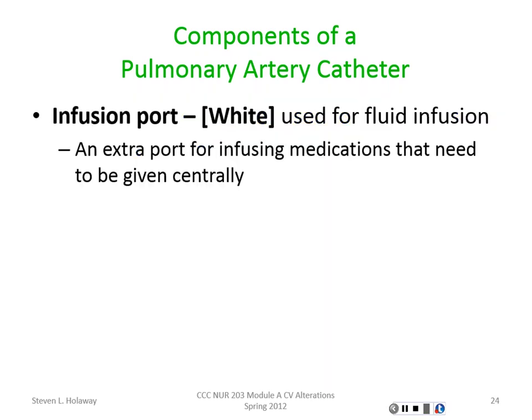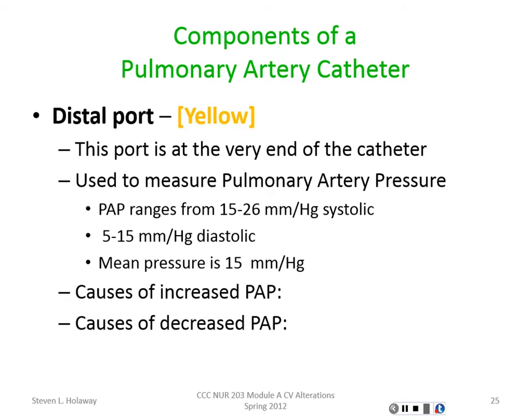We talked about the infusion ports, the white port, used for fluids, medications, and many times you'll see most of your vasoactive medications are going to be given through that port. The distal port is the yellow port. Distal meaning it's at the very end of the catheter. It's the very, very tip. It's used to measure pulmonary artery pressure. Pulmonary artery pressure is 15 to 26 millimeters of mercury systolic, 5 to 15 millimeters of mercury diastolic. Pulmonary artery mean pressure is around 15 millimeters of mercury.